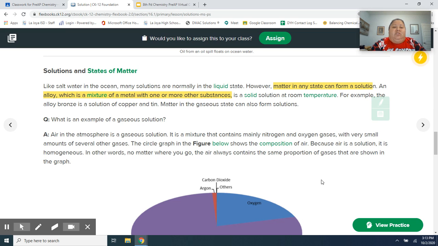All right, solutions and the state of matter. So the question in this paragraph is, can solutions be in the three states of matter? And we know the three states of matter, right? Solid, liquid, and gas. So we've already talked about a lot of liquid examples. Now we want to know, can solutions be in the solid form and in the gas form? The answer is yes. Okay.